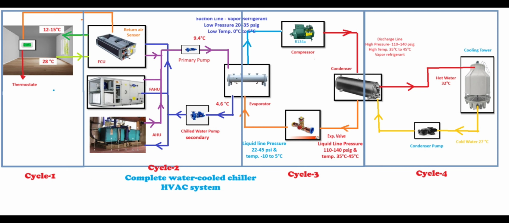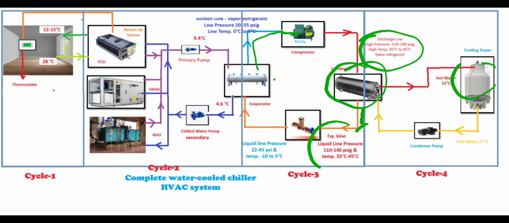Now when this gas goes here, what will happen? The compressor will pump this gas at high temperature and high pressure. If you see here, the discharge line, high temperature and high pressure it will go. From here it is in the liquid vapor state. That vapor will go into the condenser where water cools it. This is the cooling tower here.